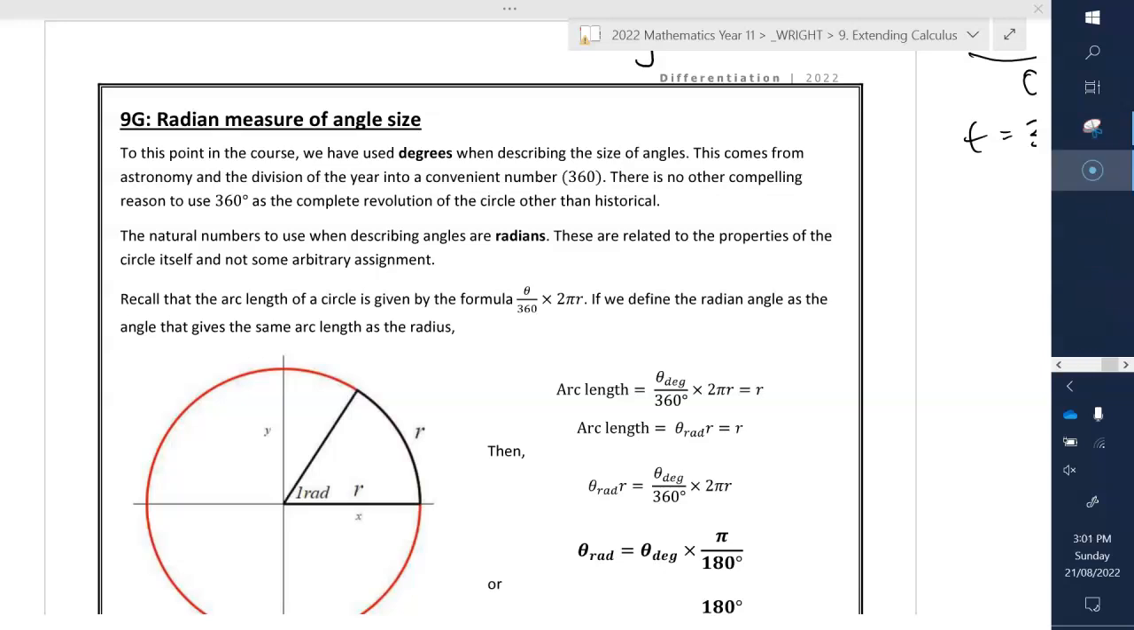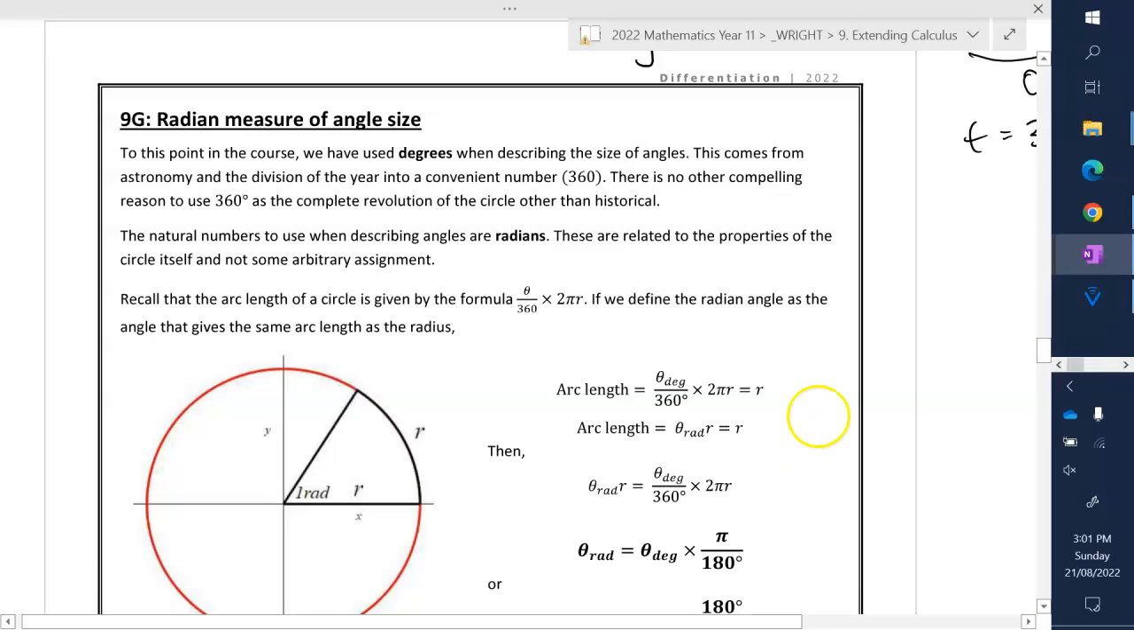Today we are going to be having a look at 9G, the radian measure of angle size. So previously we've looked at angles in terms of degrees. How many degrees is in the angle is the size of the angle, but we can also measure an angle in terms of another measurement called radians. Radians is actually generally used more often than degrees. And it's really important to know how to convert between degrees and radians and feel comfortable with that.